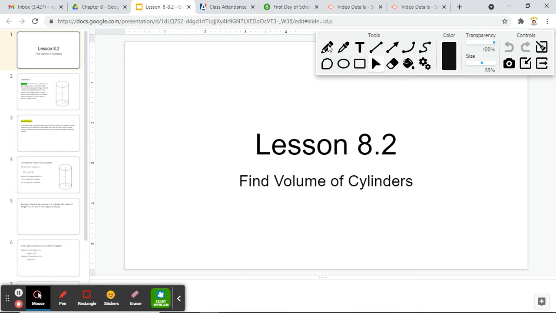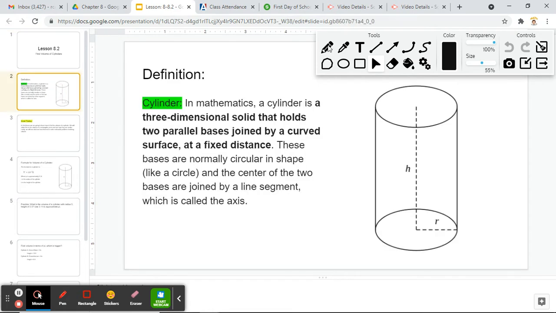Right now we're going to start off by going over lesson 8.2, how to find the volume of cylinders. So if you remember, when we left off in 7th grade, we were talking about finding the volume of prisms. So now we're going to relate that and change it a little bit to work with finding the volumes of cylinders. So let's start off with what is a cylinder.